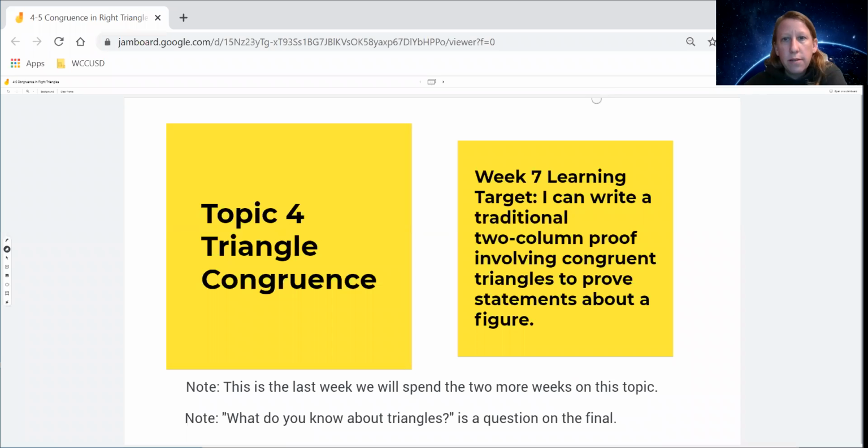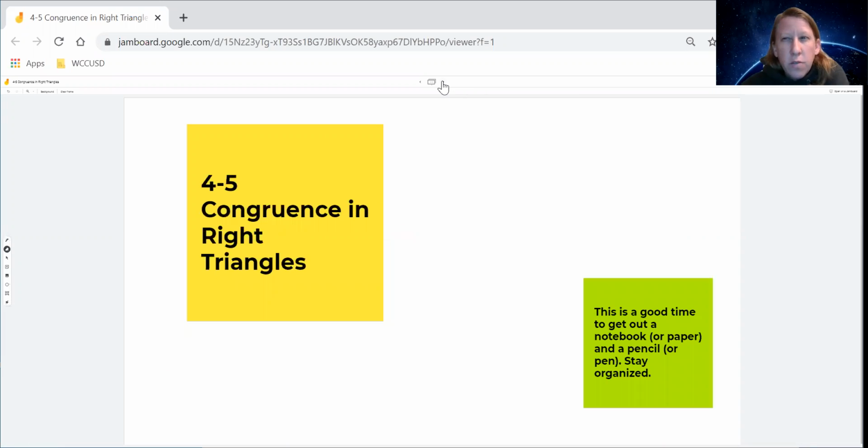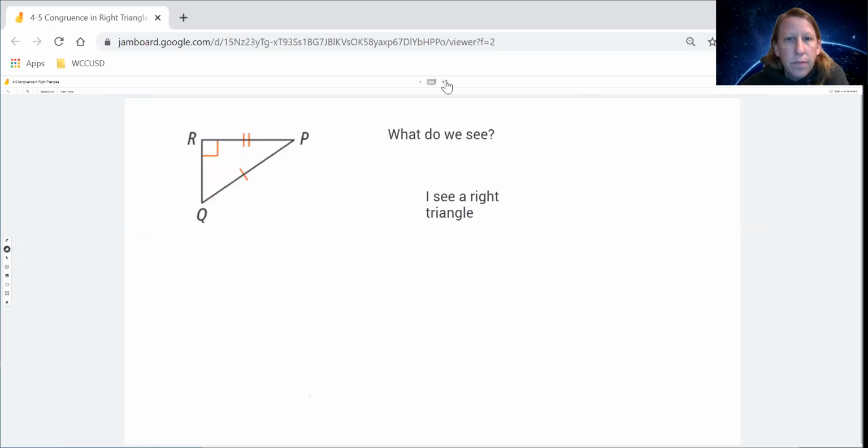Hello, students. This is the last of the 5 ways to prove that triangles are congruent. And this one is only for right triangles, for this special case. So what do we see here? I see a right triangle.